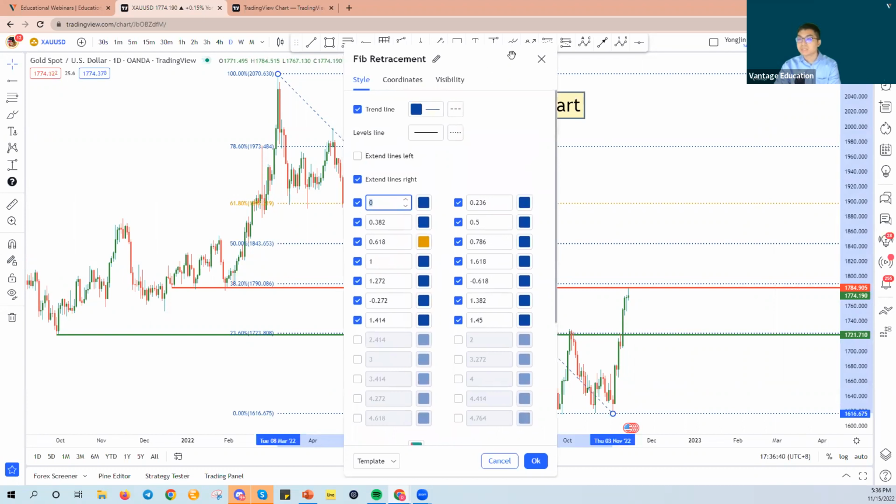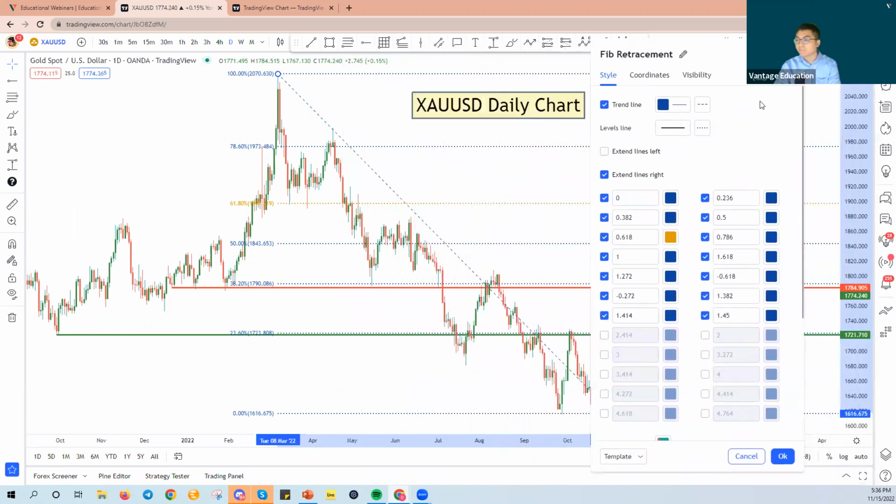So yeah, please take a quick photo of the settings. I'll leave it here. These settings are very, very important. You guys please take a photo. You guys can set your Fibonacci to the exact same settings that I am currently using.